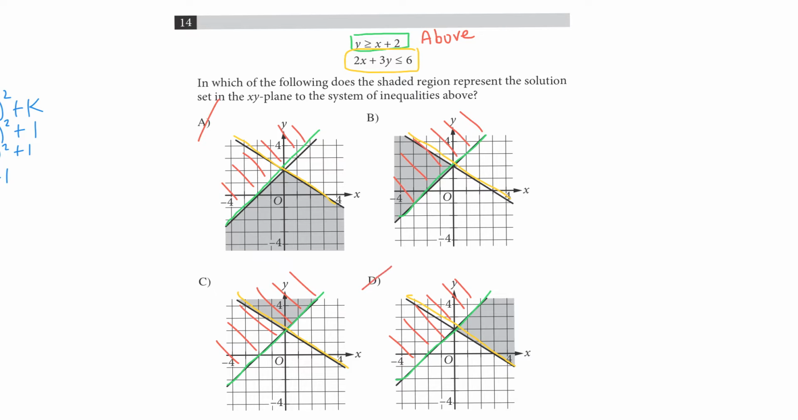So now on the yellow one here, we're looking for y would be less than negative 2x plus 6. So less than or equal to would be everything below.